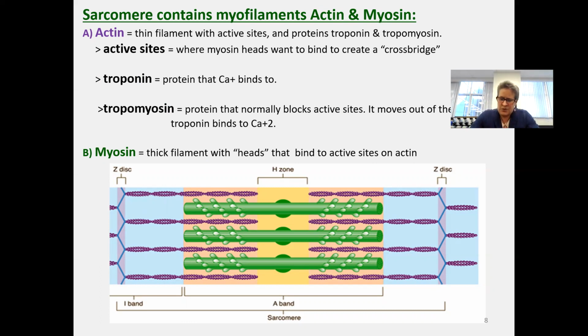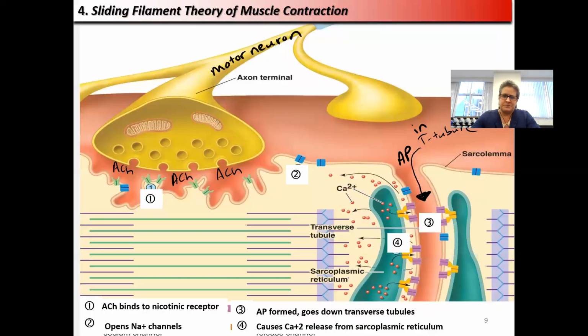Okay, so let's go to the next slide and look at this. So here again is the motor neuron. It releases acetylcholine, shown here in the peach-colored synapse. Acetylcholine binds to its nicotinic cholinergic receptor, shown by this green thing right here. When that happens, sodium is released into the muscle cell. That causes an action potential.